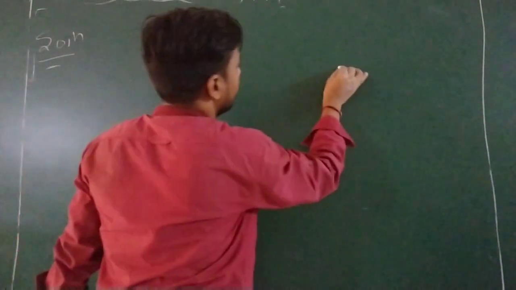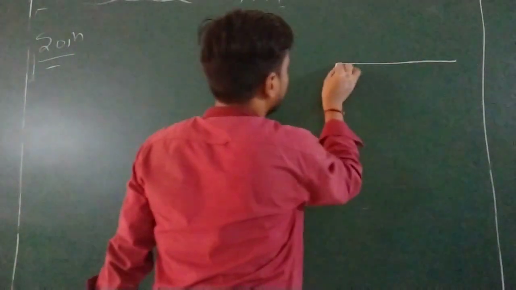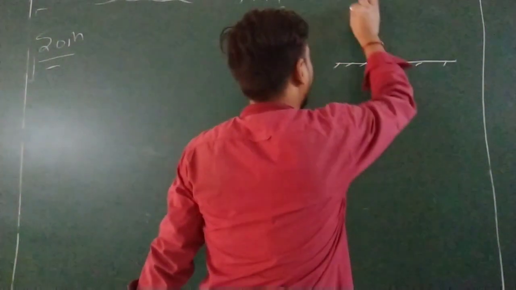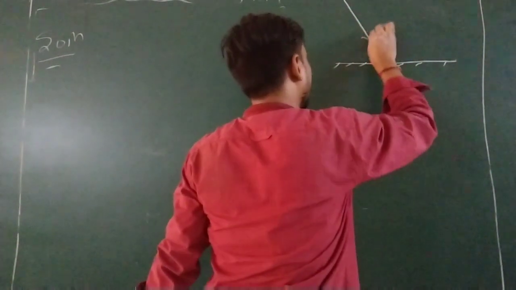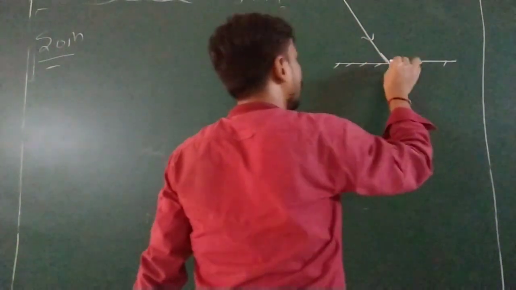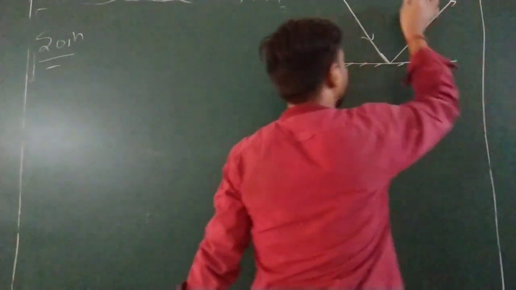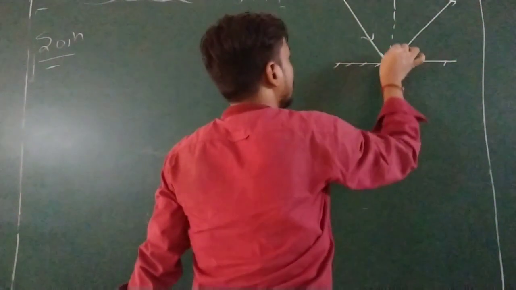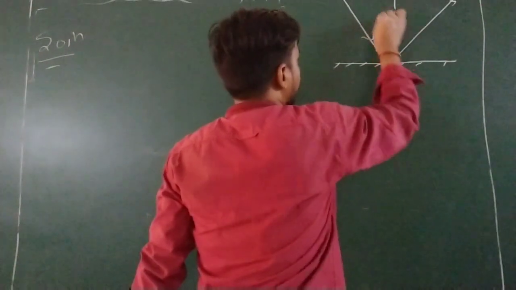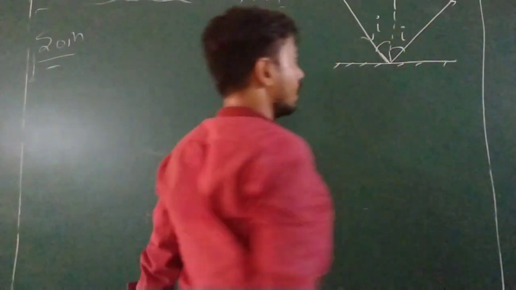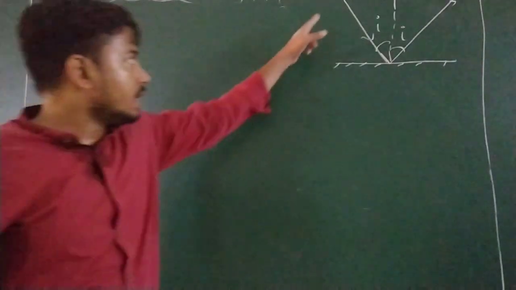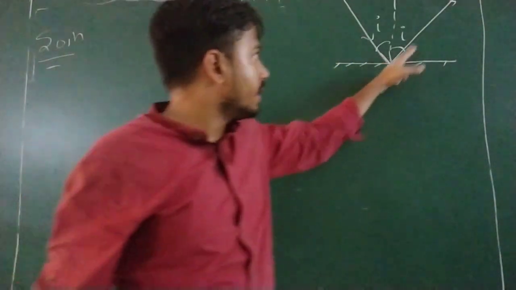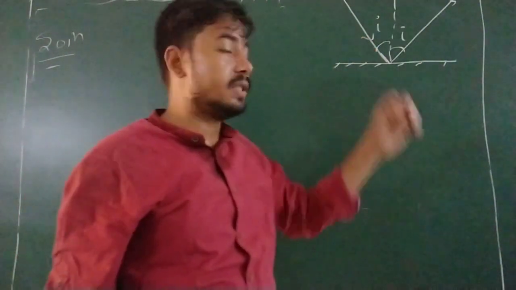See, make a rough diagram. Suppose that this is a plane mirror. Light is coming like this, and after reflection we know that this will go like this. So this becomes the angle of incidence, this becomes the angle of reflection, which is equal to the angle of incidence. So this vector is given to us, this vector is given, and we have to calculate this angle of incidence.